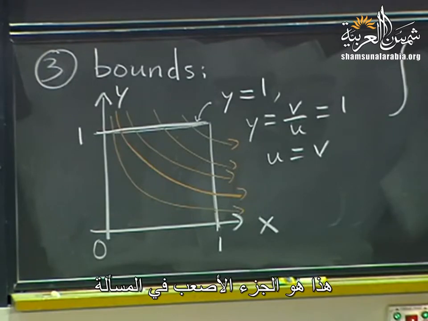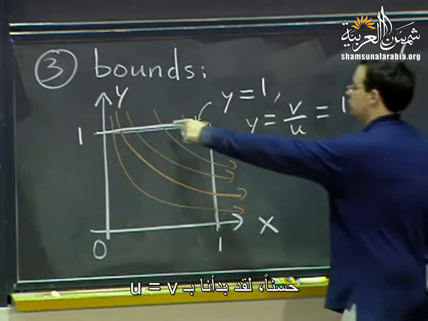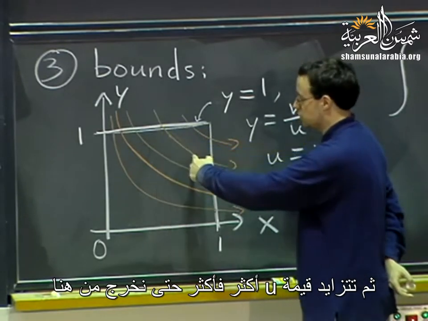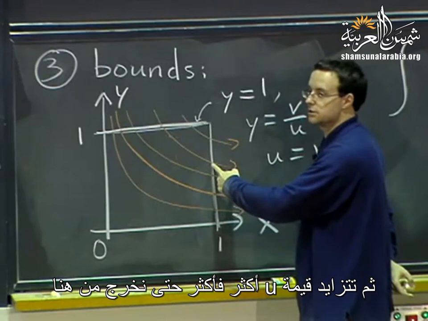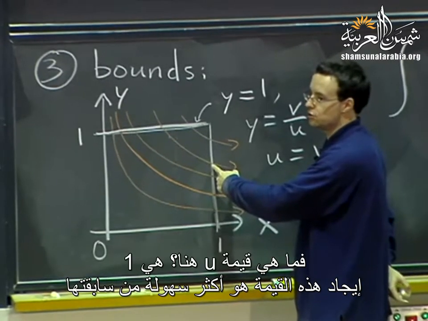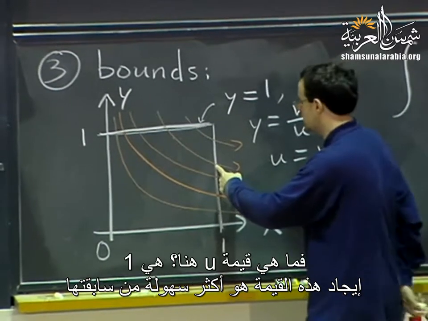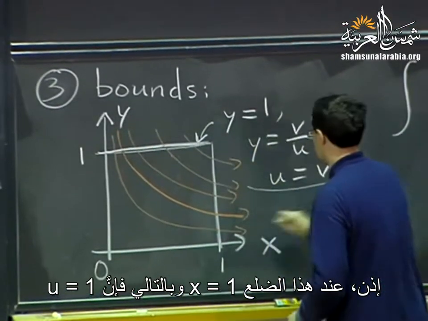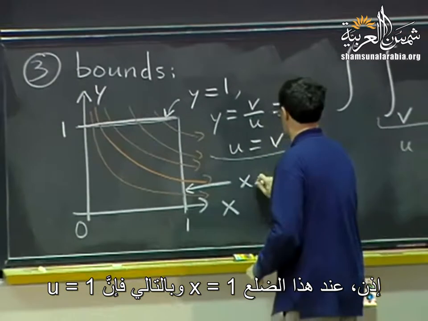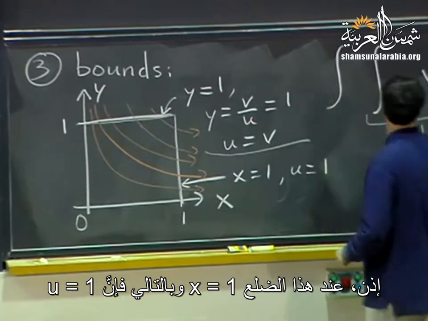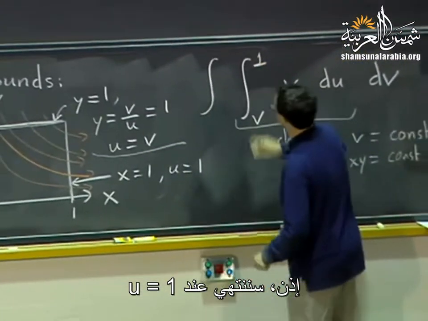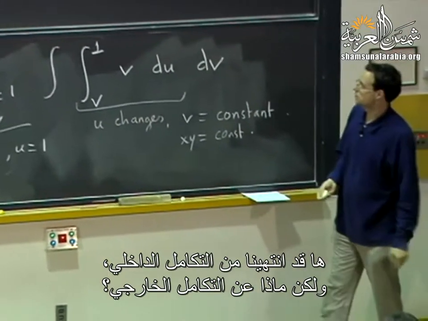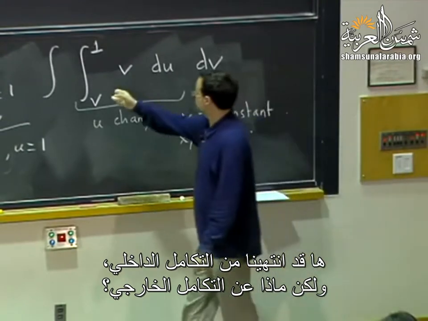That's the hard part. Now we need to figure out, so we start at u equals v, u increases, increases, increases. Where does it exit? It exits when we are here. What's the value of u here? 1. That one is easier, right? This side here is x equals 1. That means u equals 1. So we stop at u equals 1. Now, we've done the inner integral. What about the outer?